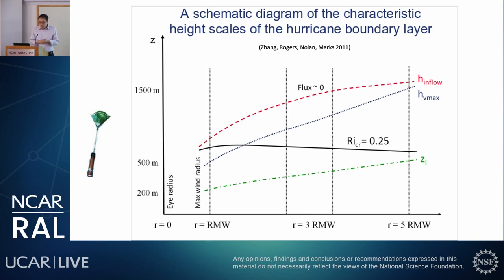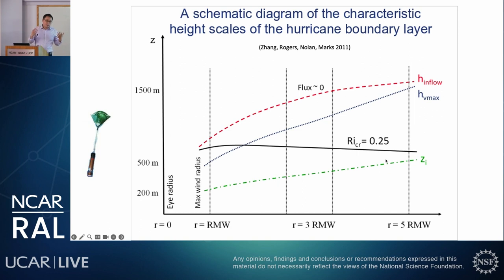I mentioned the boundary layer. Here's a schematic diagram from my paper, based on composites of thousands of dropsondes. In hurricanes, where is the top of the boundary layer? There are different types of boundary layer height scales. We found that the thermodynamic boundary layer and the kinematic boundary layer are separated. Zi is the traditional thermodynamic mixed layer, H inflow is the top of the inflow layer, and HV max is the height of the maximum wind speed. We found the kinematic boundary layer top is actually much higher than the thermodynamic mixed layer.